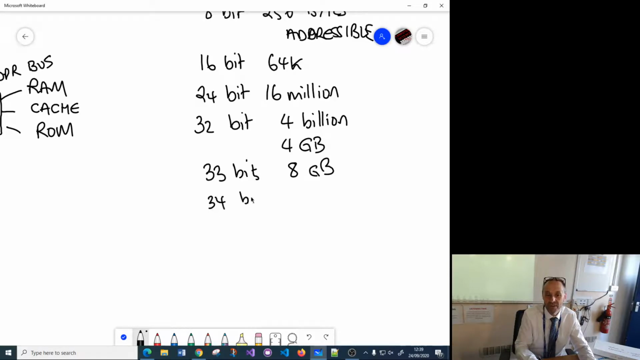34 bits would allow 16 gigs. If you've got 35 bits, you can go up to 32 gig. Now this isn't like the data bus. With the data bus we tend to stick with multiples of 8, but the address bus has a slightly different purpose. We're just saying how much we want to be able to address.